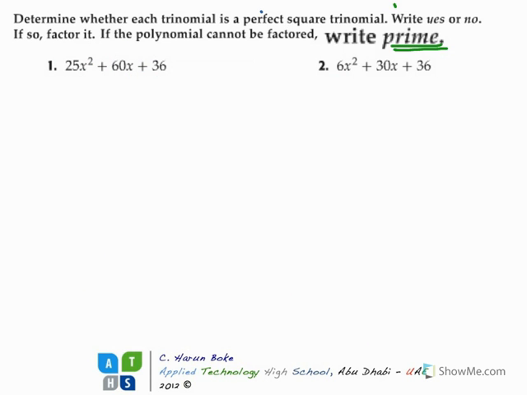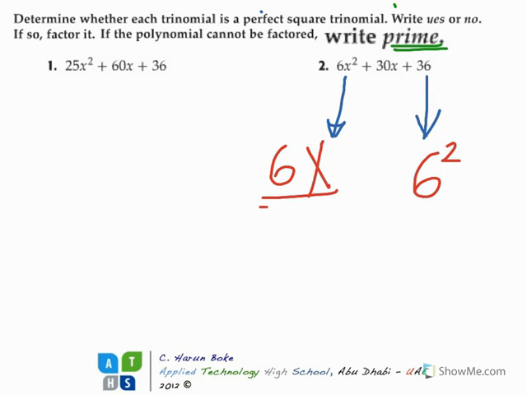Now let's check number 2. Now here, is 36 a perfect square number? Yes, actually 36 is 6 squared. And is 6x squared a perfect square expression? Well, here 6 is not a perfect square expression. It's not a perfect square number. So 6x squared is not a perfect square expression.